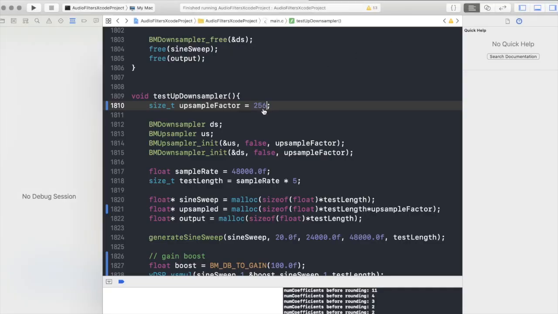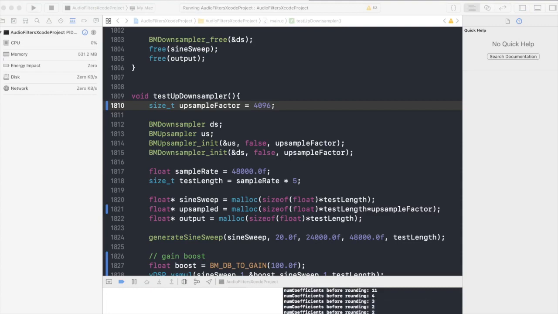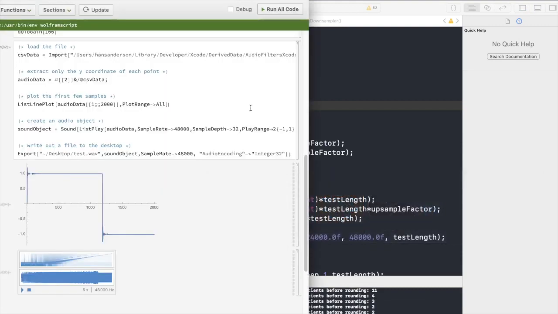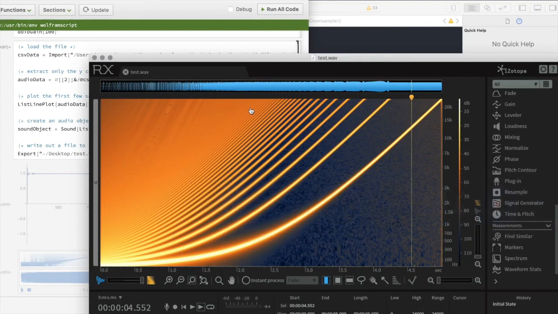So this is kind of sad, because from 32 to 256 is an enormous increase in processor power, and we only got an extra 20 dB of signal to noise ratio. Just for fun, let's go way up. 4096 is 4,000 times oversampling, just to see if this is actually going to solve the problem.